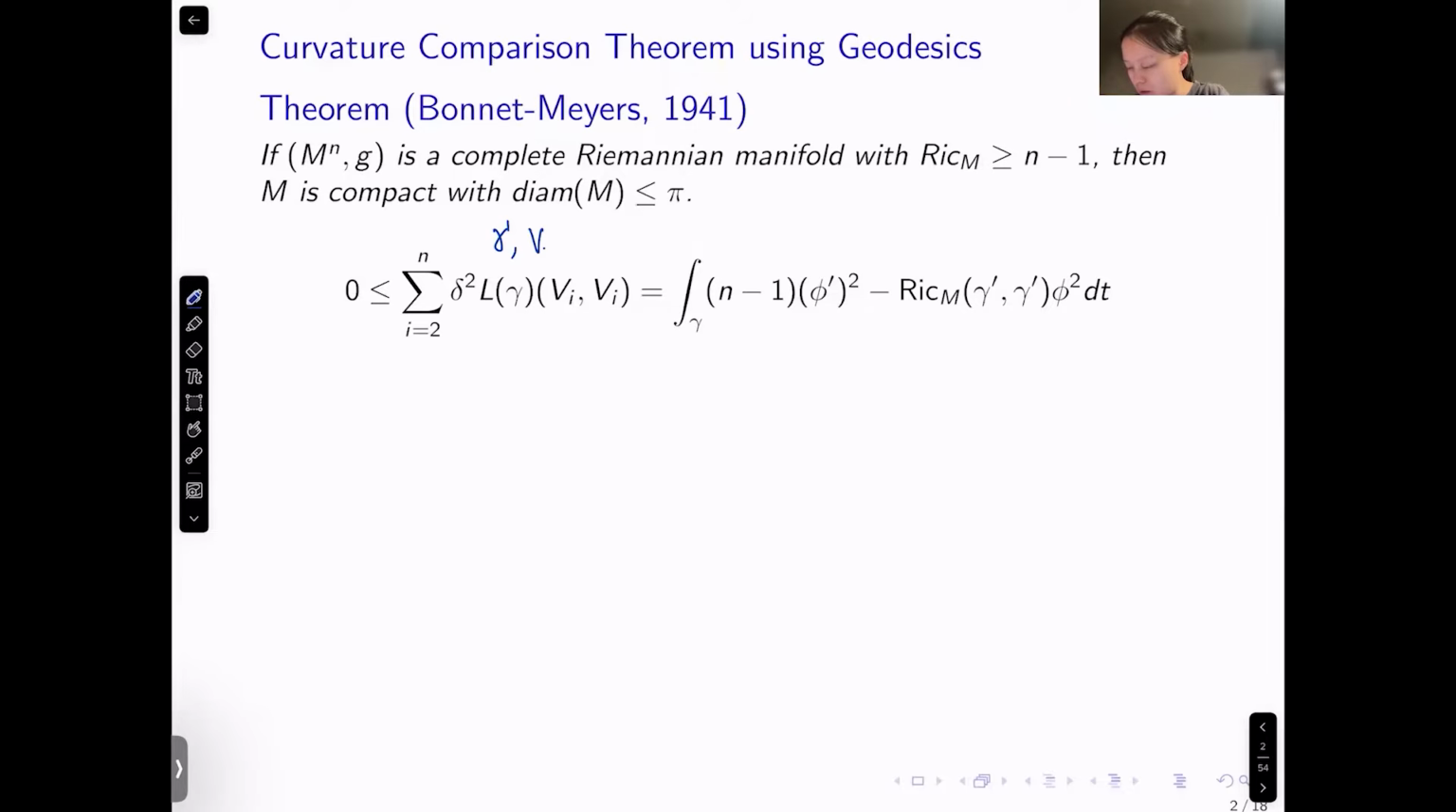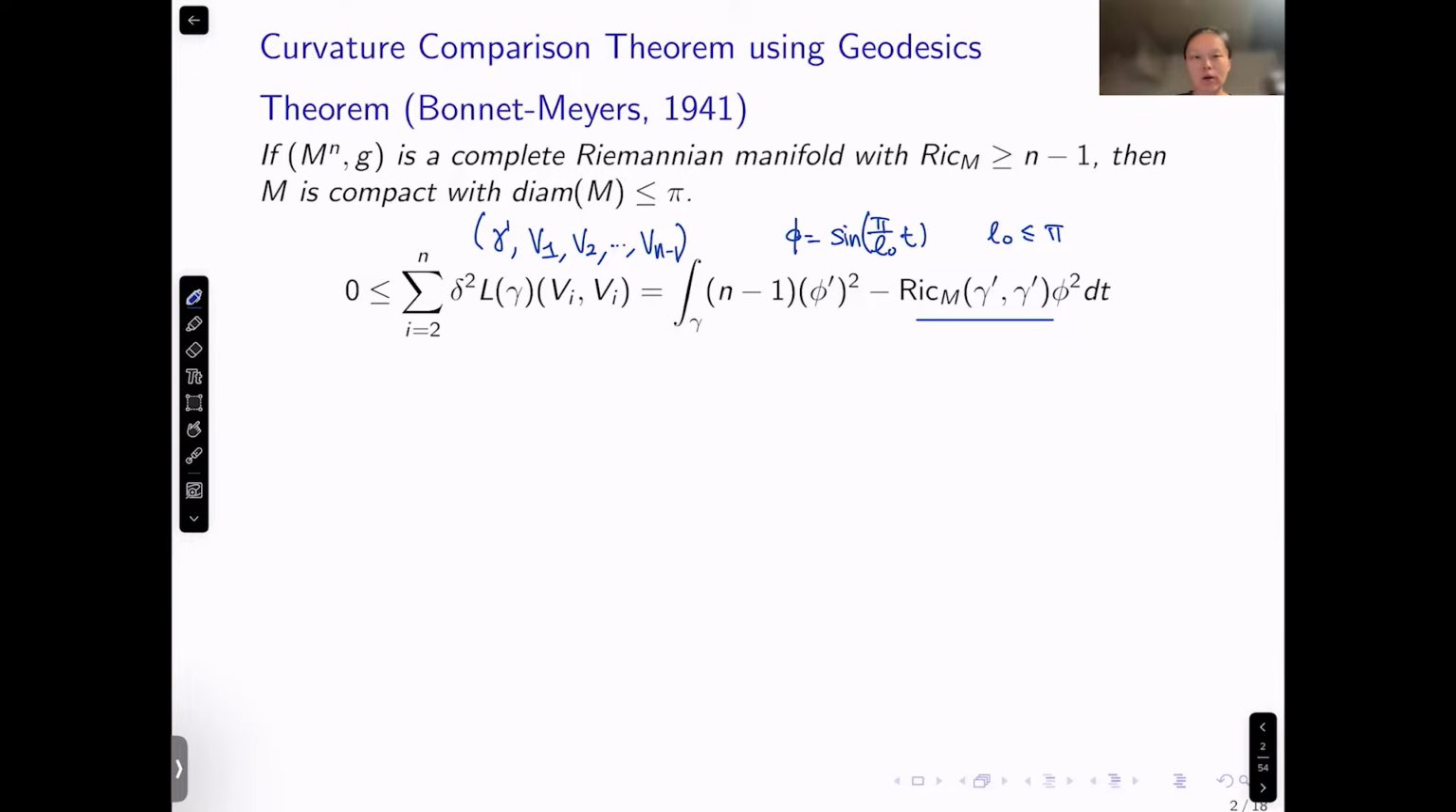We take all the orthonormal directions to that geodesic, and we sum up the second variation along that. Then we get that the Ricci curvature term appears in the second variation. And if we plug in phi equal to sine of pi over L0 t, where L0 is the length of this geodesic, then you can get that L0 has to be bounded by pi.